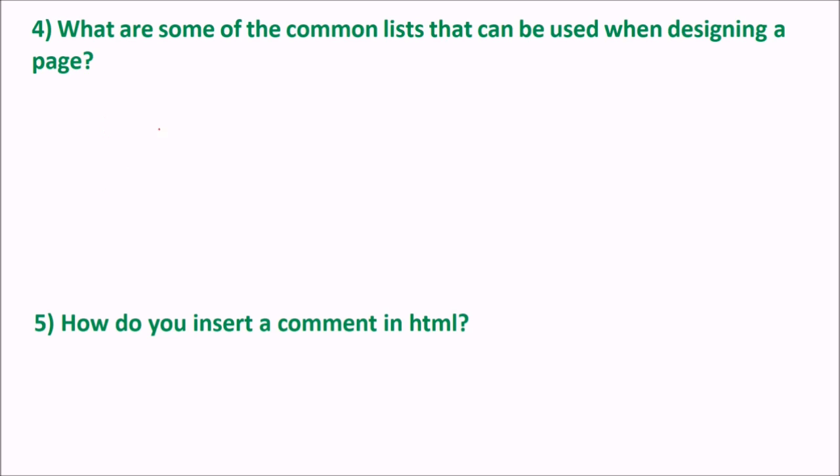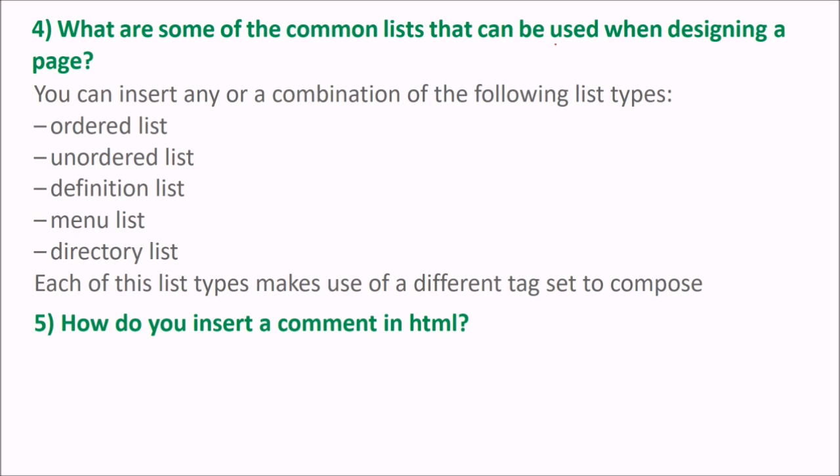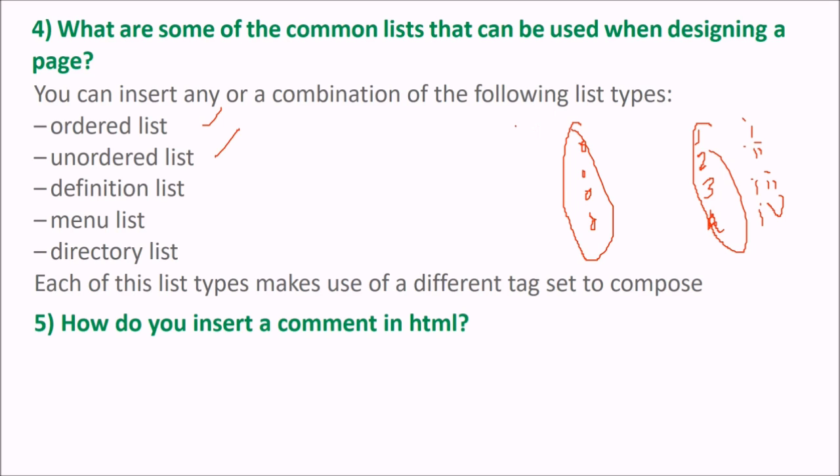What are some of the common lists that can be used when designing a page? Lists are very important. See, this is also a list. You want to list them like this, or like this. So you can insert any or a combination of the lists which are here: ordered list and unordered list. These are ordered because they are numbered. Unordered means they are not numbered; you'll use some bullet or something. Definition list also, menu list, directory list. Each of these list types makes use of different tags. You need to compose them.